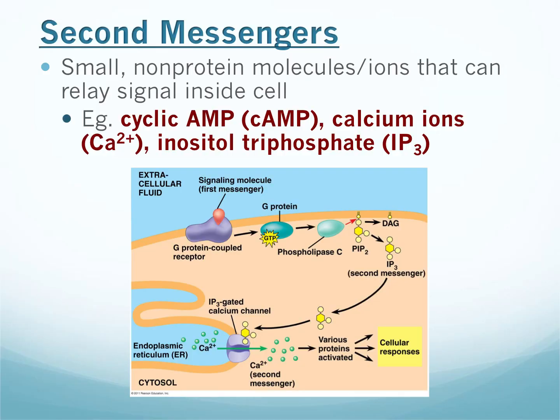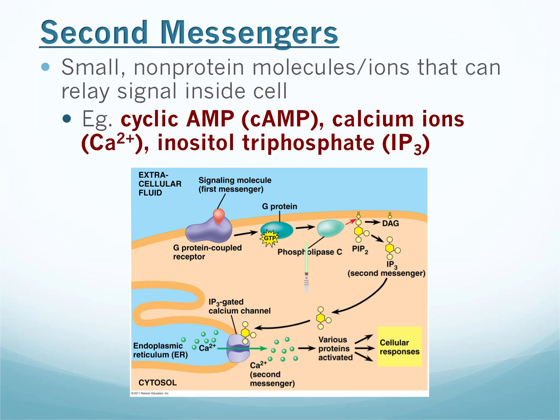So secondary messengers are exactly what they sound like. They're small, non-protein molecules or ions that relay a signal inside a cell. So again, most extracellular proteins signal, kind of where the ligand goes, are on the outside of the cell. And a lot of times the cellular response has to happen inside the cell. So the secondary messenger is a thing that the cell uses to get the signal from point A to point B. You see some examples here.